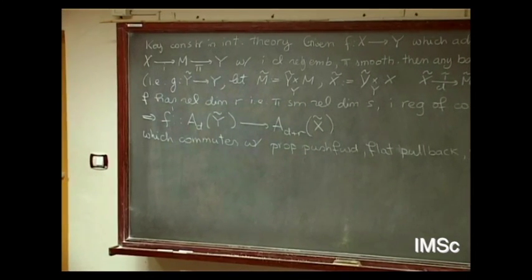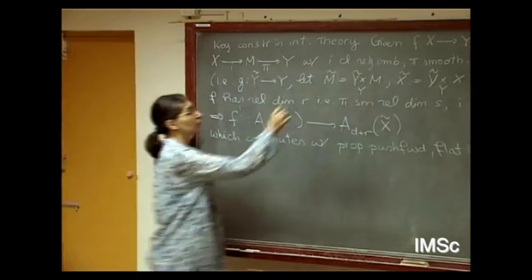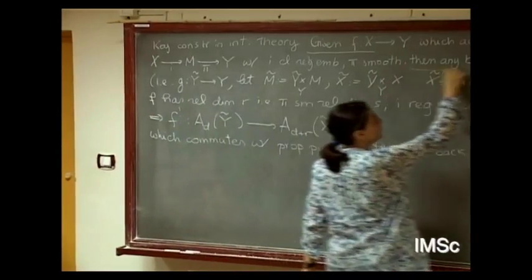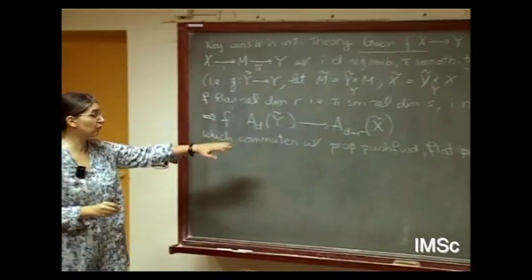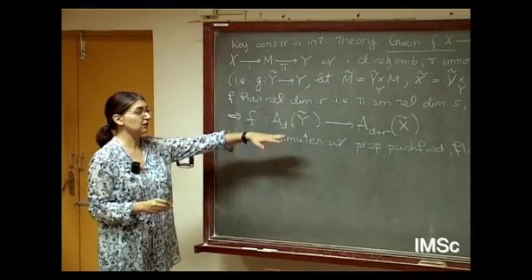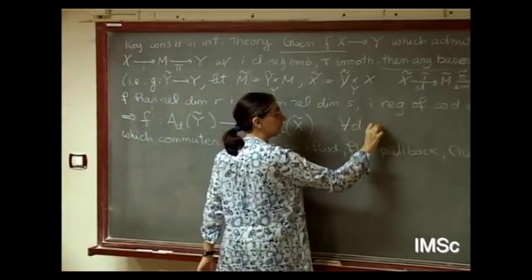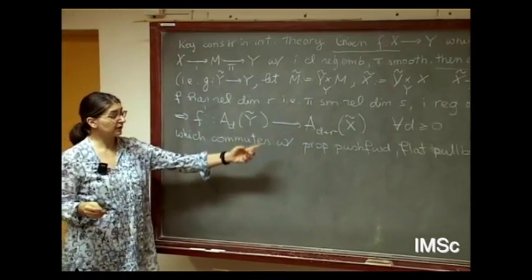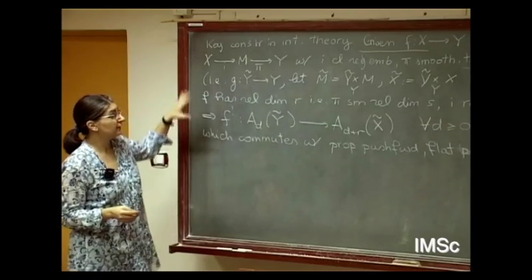an appropriate sense. And when we say this, so given a map, then for any base change, we get a morphism on Chow groups for every d non-negative, which commutes with proper push forward, flat pullback, and Chern classes.